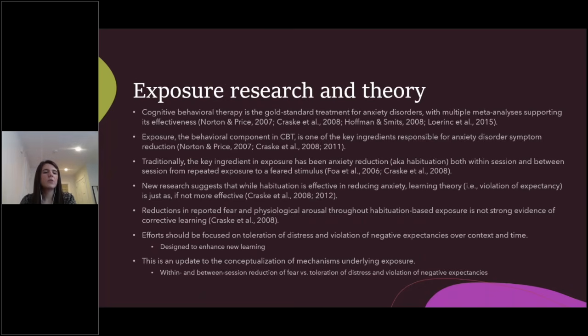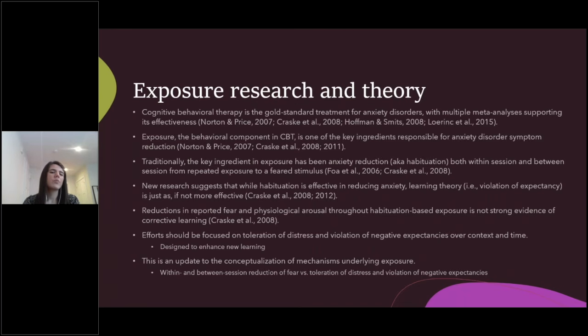Okay, so first we'll start with exposure research and theory. And I know this is a busy slide, but I wanted to get in all of this information before moving on. So the first thing here is that we know that cognitive behavioral therapy is the gold standard treatment for anxiety disorders. We have multiple meta-analyses that support its effectiveness. We have years of studies that support its effectiveness. So we do know that it's the gold standard treatment for reducing symptoms of anxiety disorders.